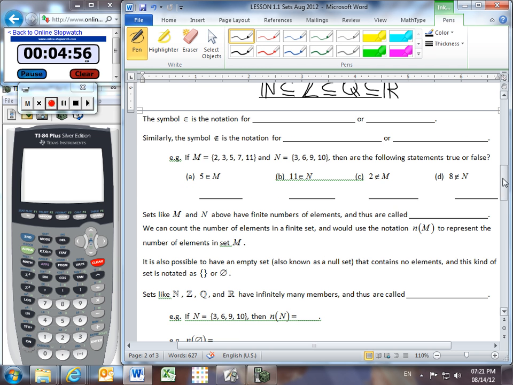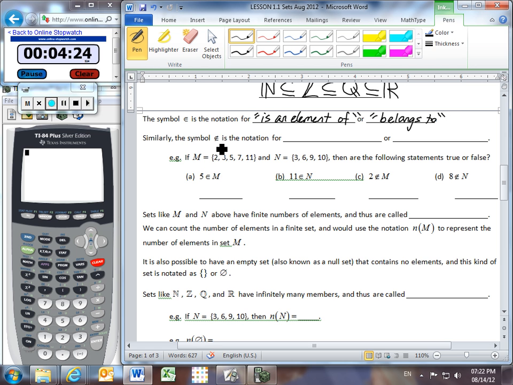Now this symbol, which looks kind of like a C, but this time the line's sticking out halfway instead of at the bottom, looks kind of like an E. This symbol is the notation for "is an element of," or in slightly simpler English, "belongs to." It's a way of describing whether something is inside the set or is not inside that set.